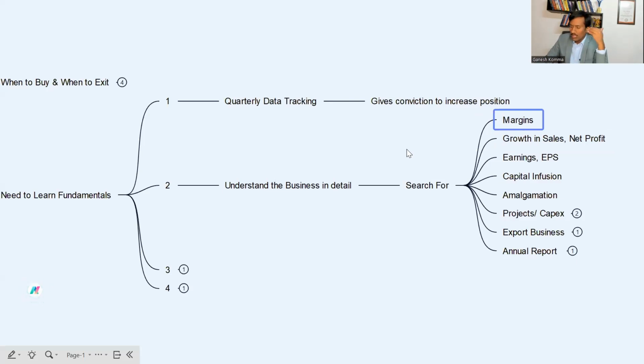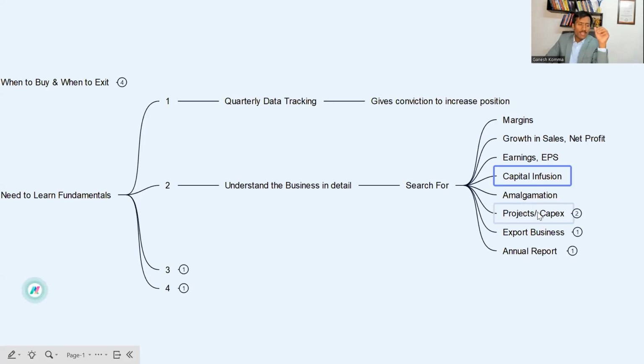So what do you do? You go to that report in Screener, you download that PDF. It's wonderful to read the entire PDF of 8 pages or 10 pages. If you do not have time, just search for margins. How are the margins increasing year on year, quarter on quarter? Sales, net profit, is there growth or not? Earnings per share. Is there any capital infusion that is happening?